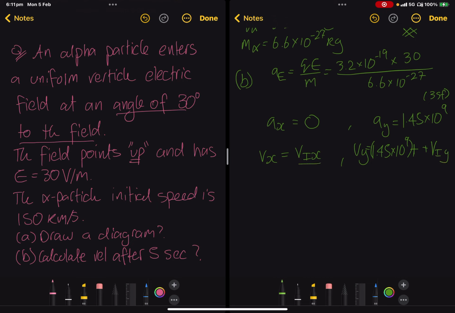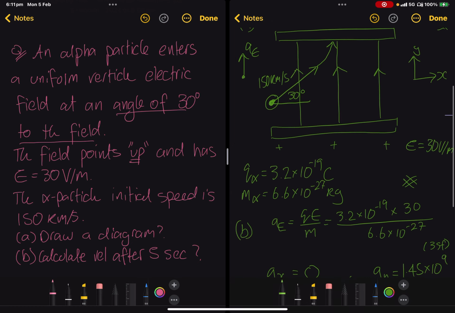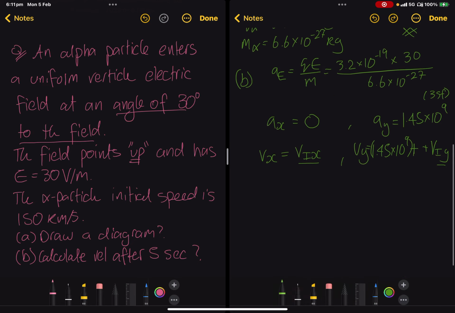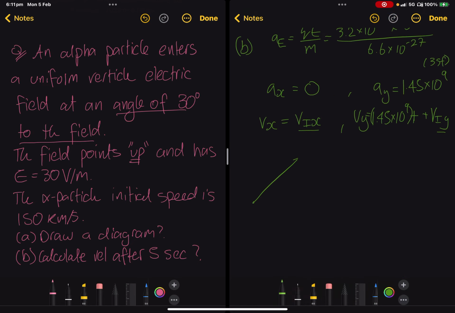Now, we do have velocity initial in x and velocity initial in y, and we can calculate them from the fact that this enters at a 30-degree angle. So let's draw a little vector diagram to get these. This is 150 kilometers per second. So that's 1.5 times 10 squared kilometers per second. So that's 1.5 times 10 to the 5 meters per second. It has a component in the x direction, a component in the y direction. This is 30. So this is VIY. This is VIX. We can use sine and cos to find this.